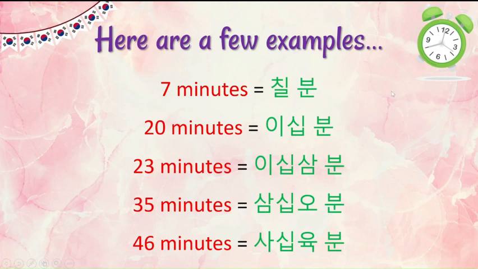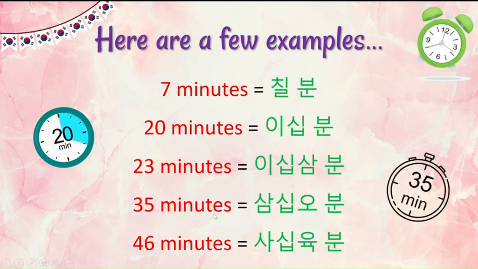Okay, very easy. 20 minutes, it is 이십분. 20 is 이십 and then combined with 분, it becomes 이십분. 23 minutes, 이십삼분. 35 minutes, 삼십오분. And similarly, 46 minutes, it's going to be 사십육분. Okay, so this is how minutes are said in Korean language.